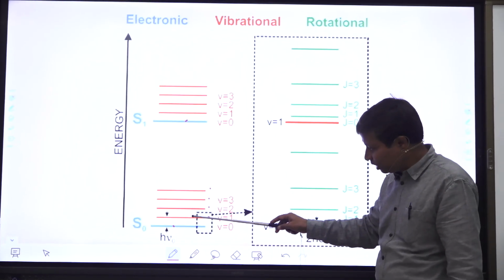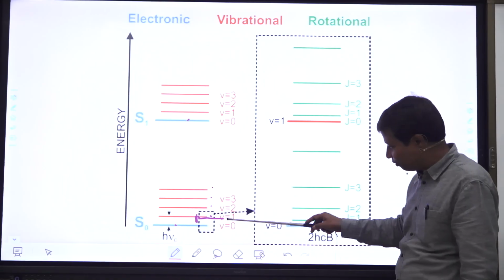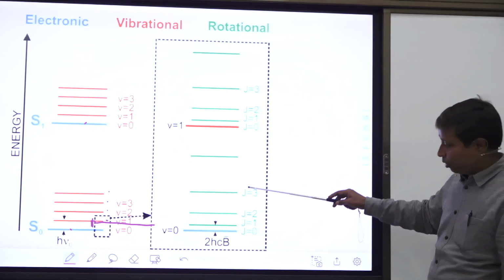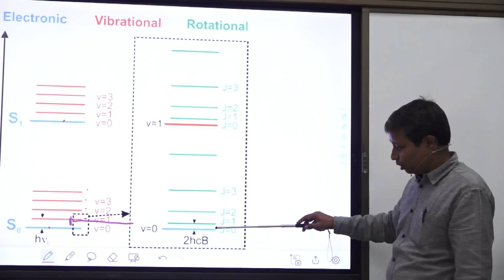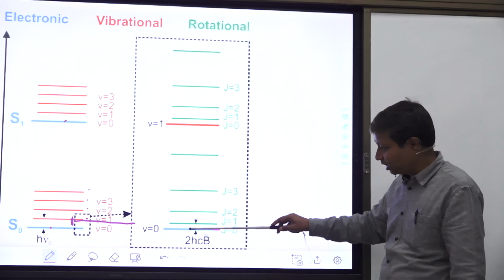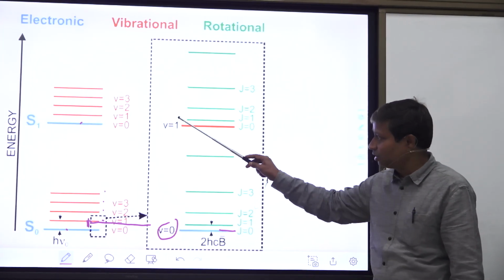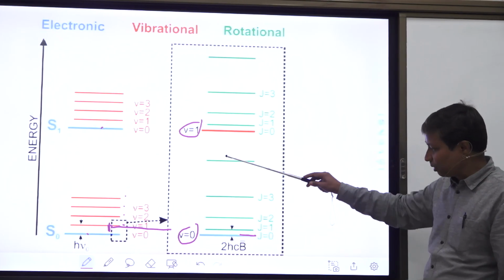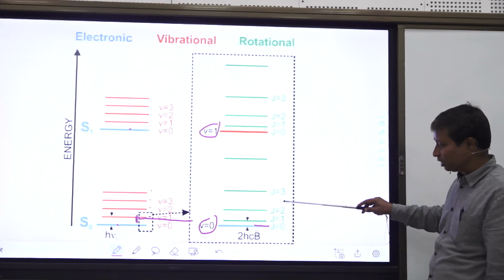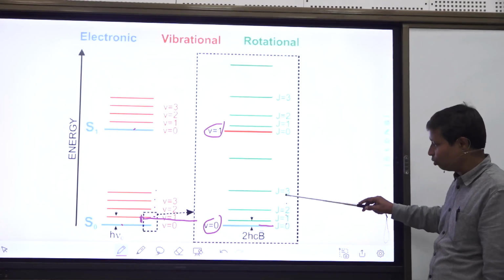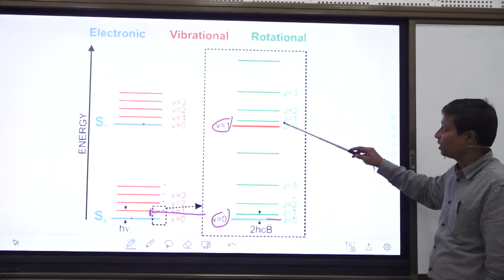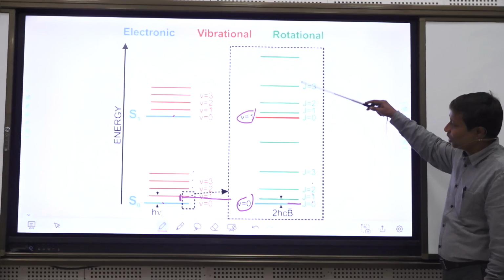In between these vibrational energy levels, if you zoom in, you will see several rotational energy levels. This is the vibrational energy level 0, and this is 1. With 0, you have several associated rotational energy levels, 0, 1, 2, 3, and for the excited vibrational state, you also have several rotational energy levels.